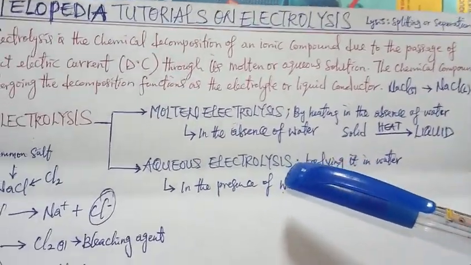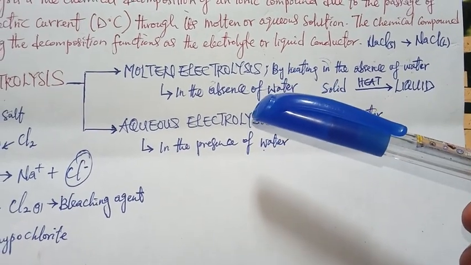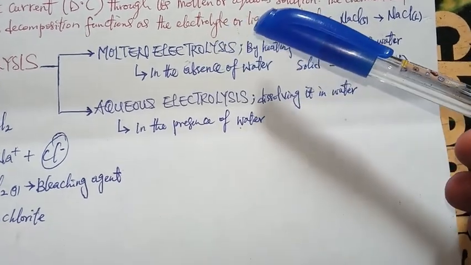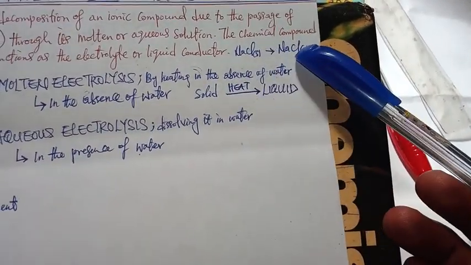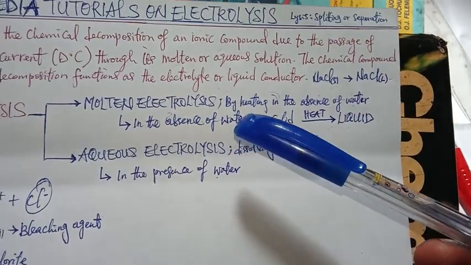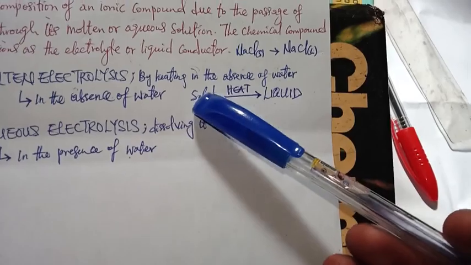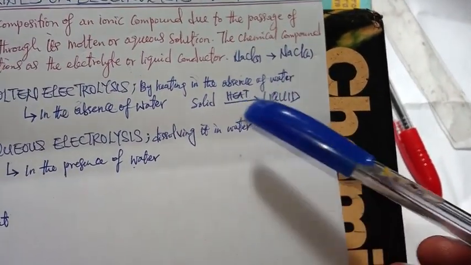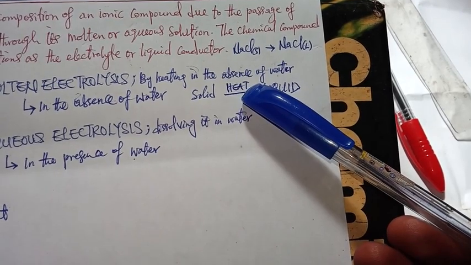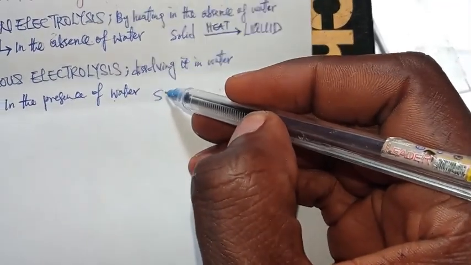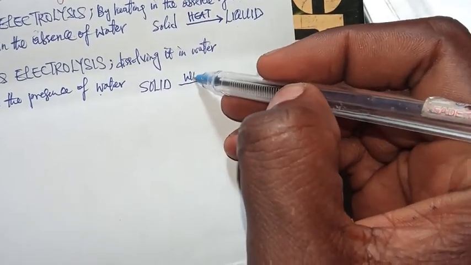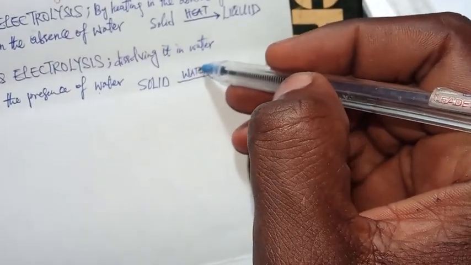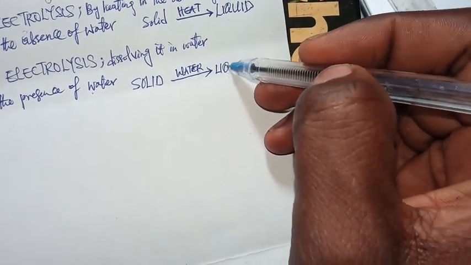Now, coming back to the two kinds of electrolysis, we have said before that for you to electrolyze an ionic compound, it must be changed from solid to liquid. There are two ways we can change a substance from solid to liquid. We can change it by heating it. We can also change it by dissolving it in water. So those are the two ways.